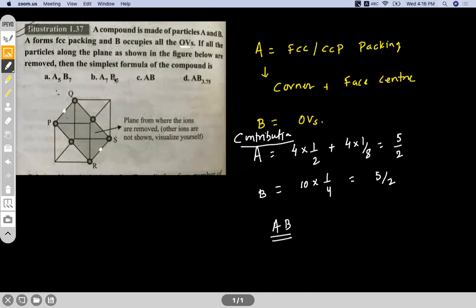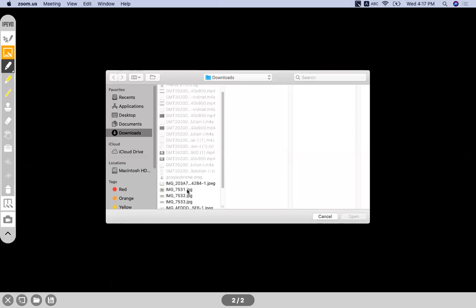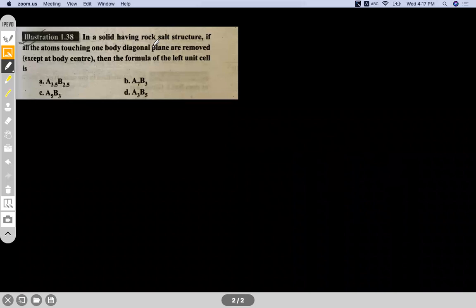I'll show you two more questions here. I don't want you to solve them now; we'll do them a bit later. This one we have done. You see this one. Don't try this, I will discuss it later. In a solid having rock salt type structure, if all the atoms touching the body diagonal plane are removed, you first need to know the rock salt structure, and only then can you do this question. So for that, we are going to discuss the different types of structure we have.